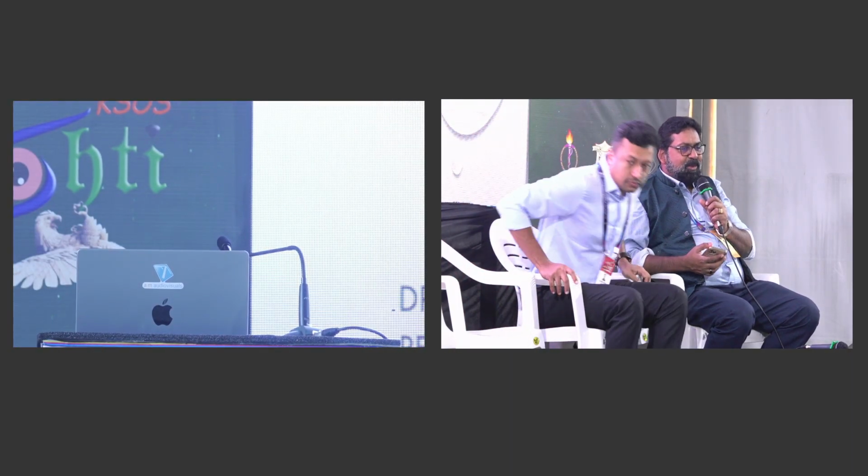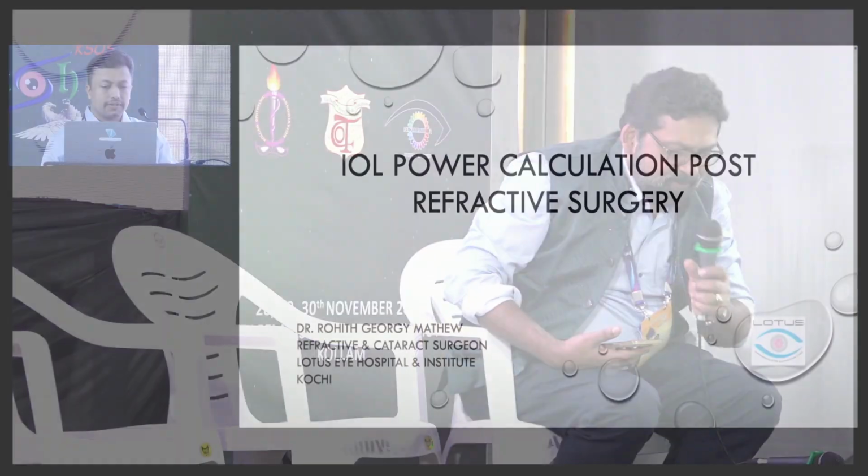Rohit Georgie Matthew. In this era of refractive surgery, we will face many people who have undergone refractive surgeries, and also now cataract surgery has become a refractive surgery. So the importance of precise biometry cannot be overemphasized. Dr. Rohit is an established phaco-refractive surgeon working at the Lotus Eye Hospital, Cochin. Over to you, Dr. George.